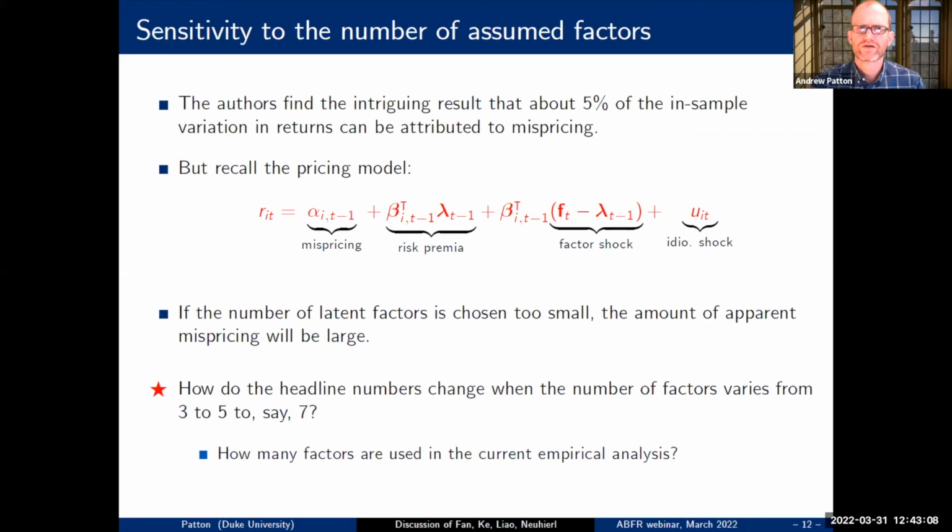But one question I had was the sensitivity of the headline empirical results to the choice of the number of factors. So the red equation here is just the conditional factor model that's guiding the thinking of the estimation here. Clearly, if we choose too few factors, the asset returns are going to appear to have a lot of mispricing. So if you use a one factor model and there's actually five factors, then there's going to be an apparent abundance of mispricing when it's not actually the case. And so this is a cheap thing for me to ask as a discussant. I don't have to actually run all this analysis, but I'd be very interested to know how do these numbers change when the number of factors goes from 3 to 5 to say 7. So in the version I saw, I wasn't able to figure out how many they used. I guessed it was 5, and it turns out from the slides today, the authors did use 5. But I'd be interested to know how sensitive the other headline numbers are to using too few versus too many.